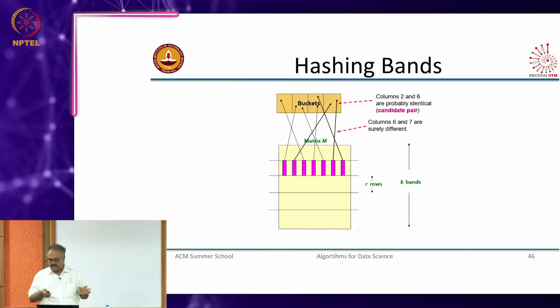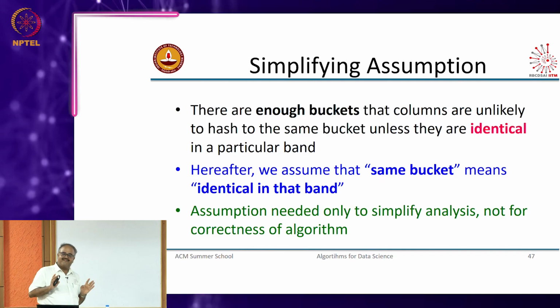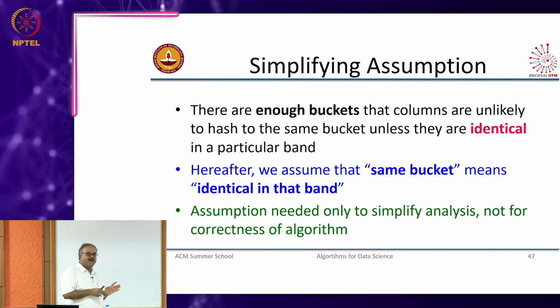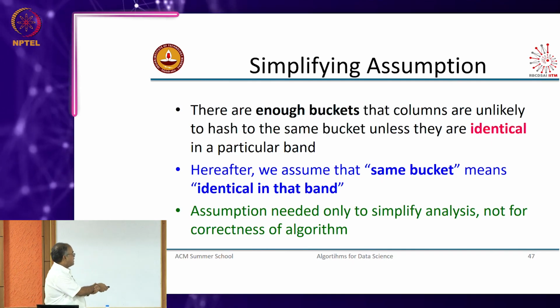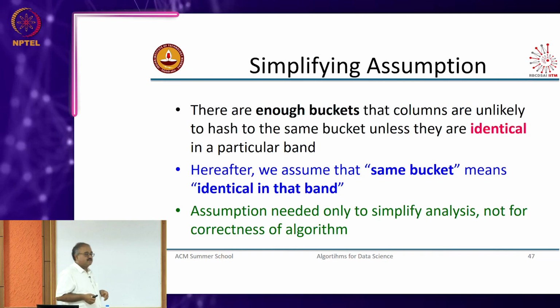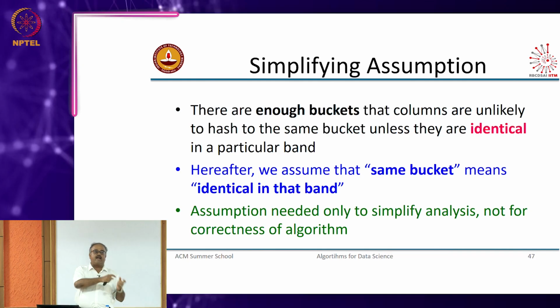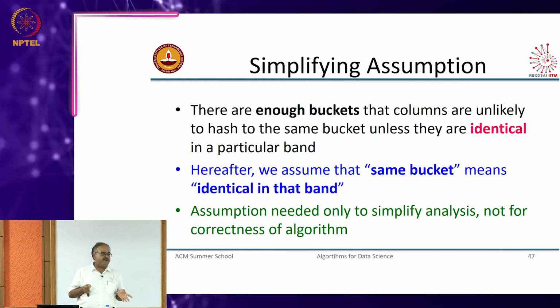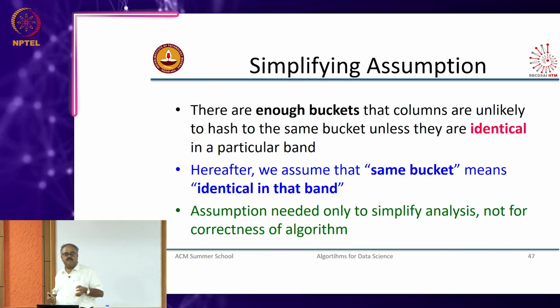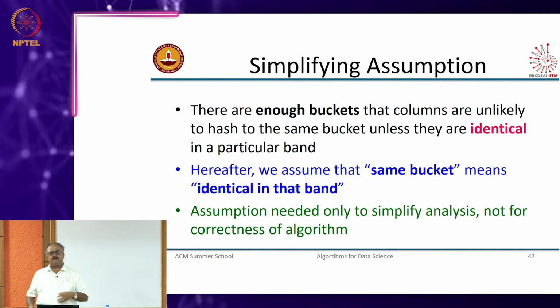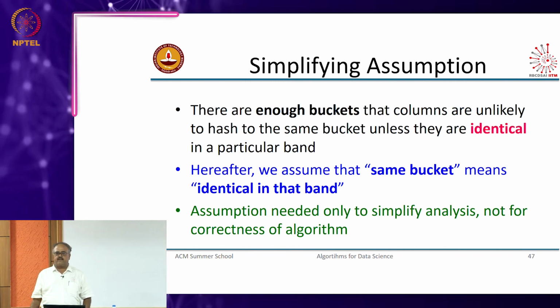Okay. And like I said earlier, there are enough buckets so that two columns that are not identical will not hash to the same bucket. That is a simplifying assumption that we make. Even if you account for that, it only gives you a small improvement in the accuracy.